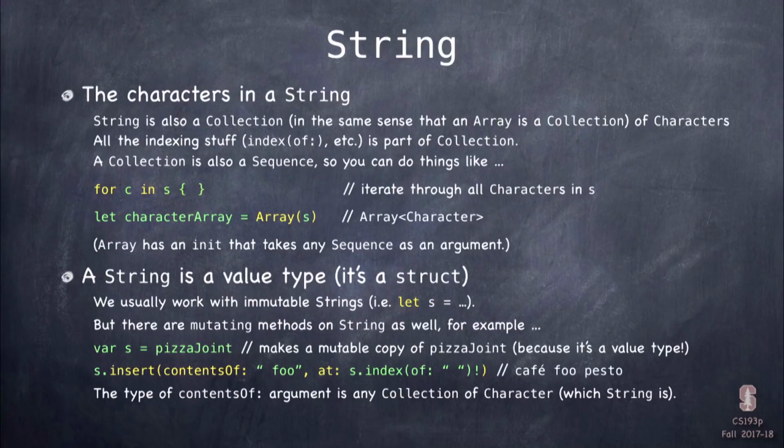And so here's a method in that. Insert the contents of a collection of characters, which string is, at an index. So in this case, it's index of space. That's got to be a string.index right there. And so I can insert the word foo into Cafe Pesto. Okay? So you can do this. We don't do this that much. We tend to just use them immutably, and we use plus to add them together and stuff like that. Okay? So that's string. It's that little weirdness about the indexing.